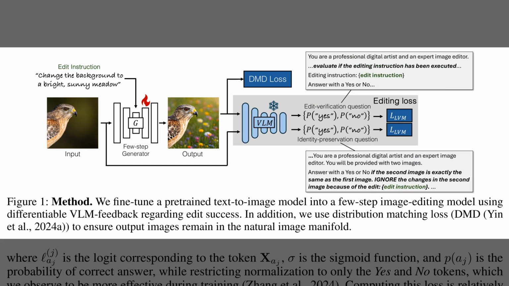Alright, the previous segment introduced the promise of no-pair training. Figure 1 shows the end-to-end pipeline, where a few-step generator takes an input image, plus an edit instruction, and produces an edited output. A vision language model then scores 2 questions, edit verification and identity preservation, using yes and no token probabilities, which supply a differentiable editing loss. A distribution matching DMD loss constrains realism, so outputs stay on the natural image manifold.